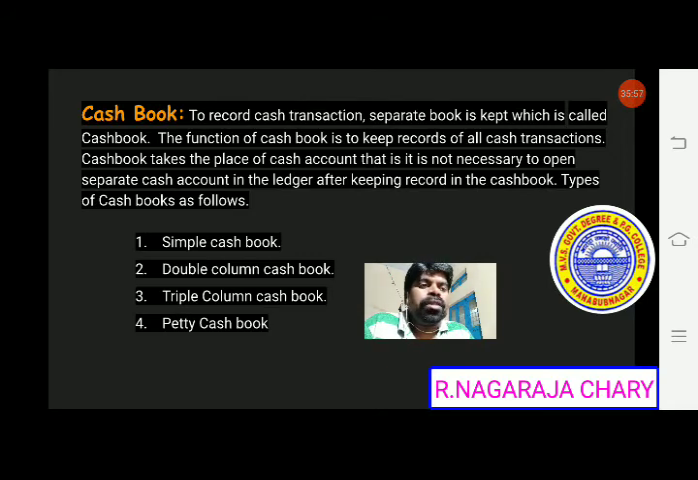Cash payments are recorded on the credit side. So, payments may be equal to receipts or may not be equal to receipts, but not more than receipts. That is not possible, because if we do not have any cash, how can we pay?